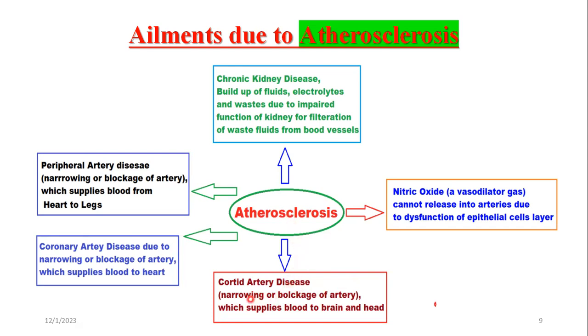And atherosclerosis also causes carotid artery disease, which is narrowing or blockage of the artery which supplies blood to the brain and head. Similarly, if there is atherosclerosis, peripheral artery disease can occur, which is narrowing or blockage of the artery which supplies blood from the heart to the legs. And similarly, this causes coronary artery disease due to the narrowing or blockage of the artery which supplies blood to the heart.